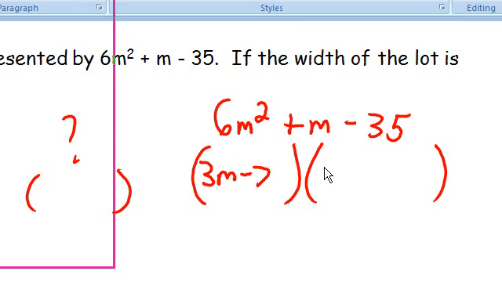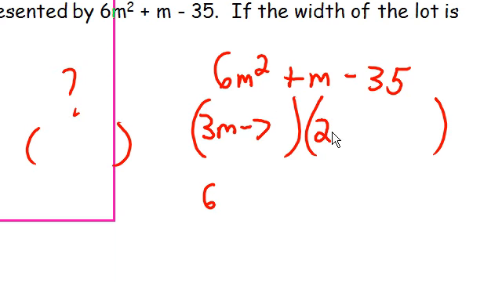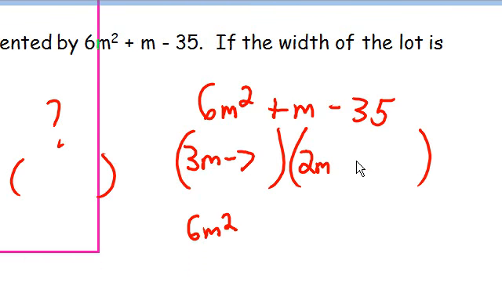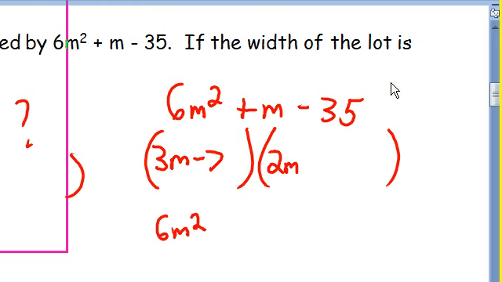Okay, well, 3m times what is 6m squared? Well, 3 times 2 would be 6. 3m times 2m would be 6m squared. Okay. Alright, now let's figure out what two numbers multiplied together equal negative 35. Well, let's see here. We know that some factors of negative 35 could be 1 and 35, and 5 and 7. And that's it.